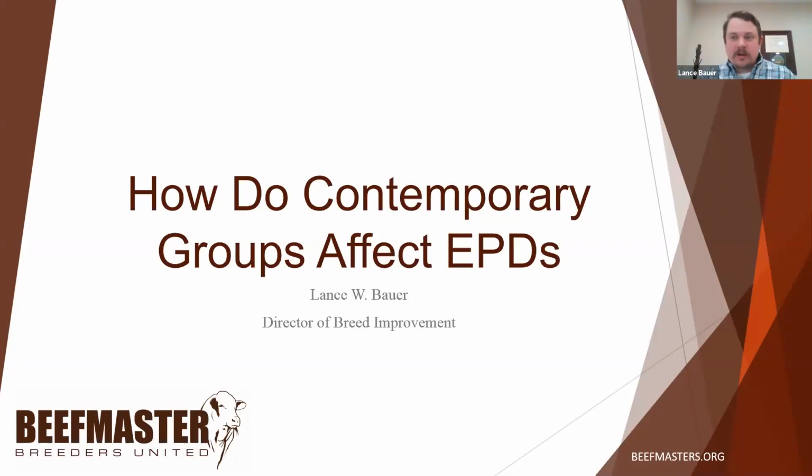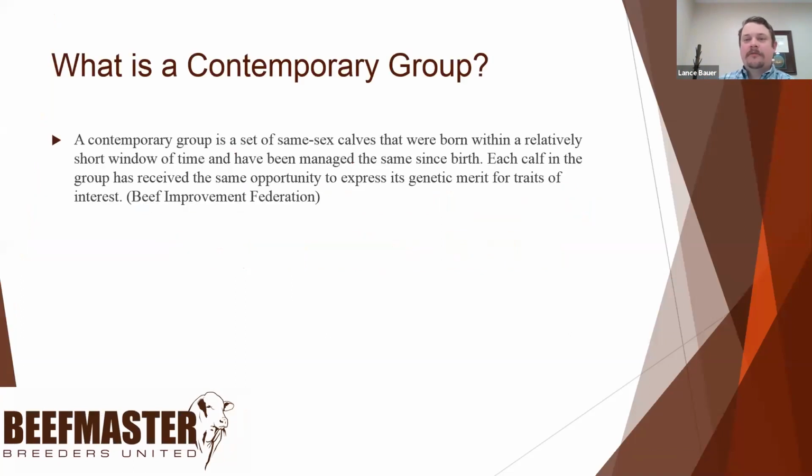So this week we'll talk about how contemporary groups affect EPDs. So just a basic review of what a contemporary group is. A contemporary group is a set of same-sex calves born around the same time, managed the same since birth, and each calf in the group has received the same opportunity to express its genetic potential.